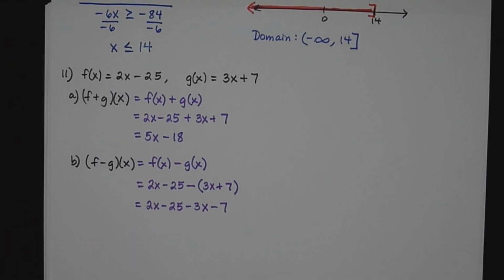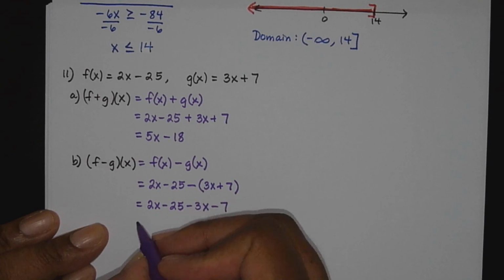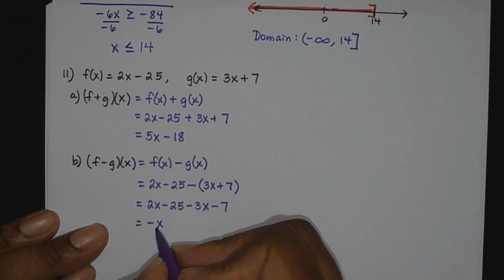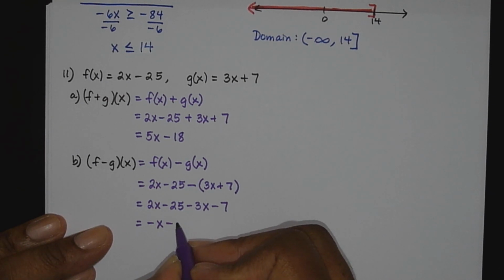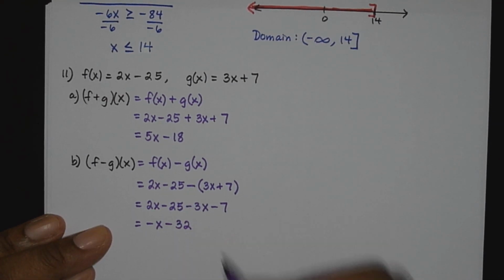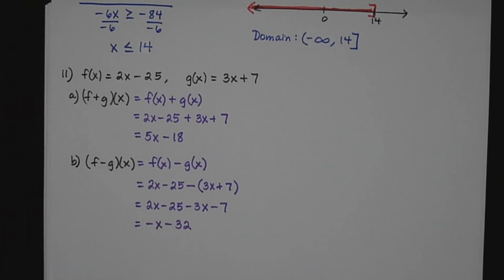And now we can combine like terms. 2x minus 3x, negative x, and negative 25 minus 7, minus 32. So f minus g of x will be negative x minus 32. Okay. Any questions on part B?